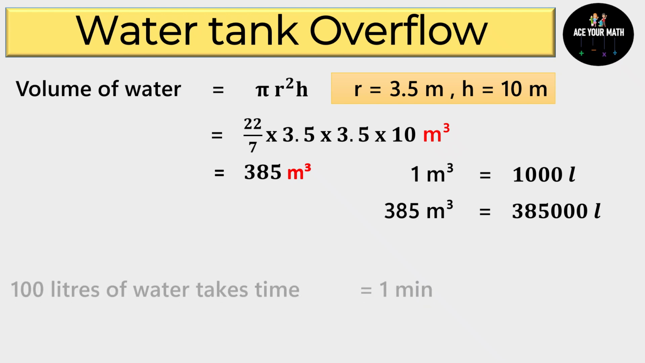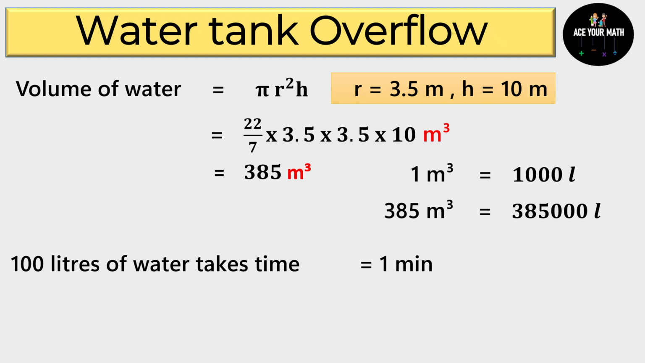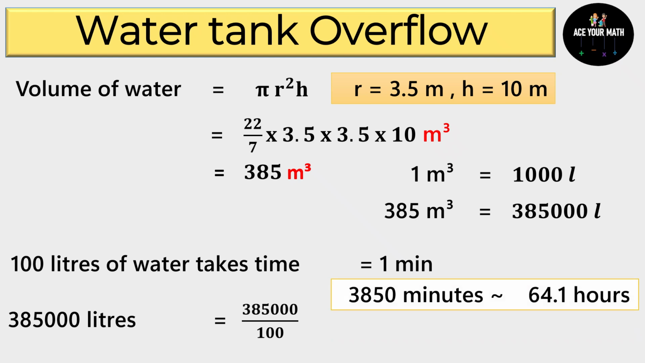Now, as per the question, 100 liters of water takes how much time? 1 minute. And how much water is there in the tank? It is 385,000 liters. So how much time will it take? You will divide that by 100. Now, what will be the answer? It will give you 3850 minutes.